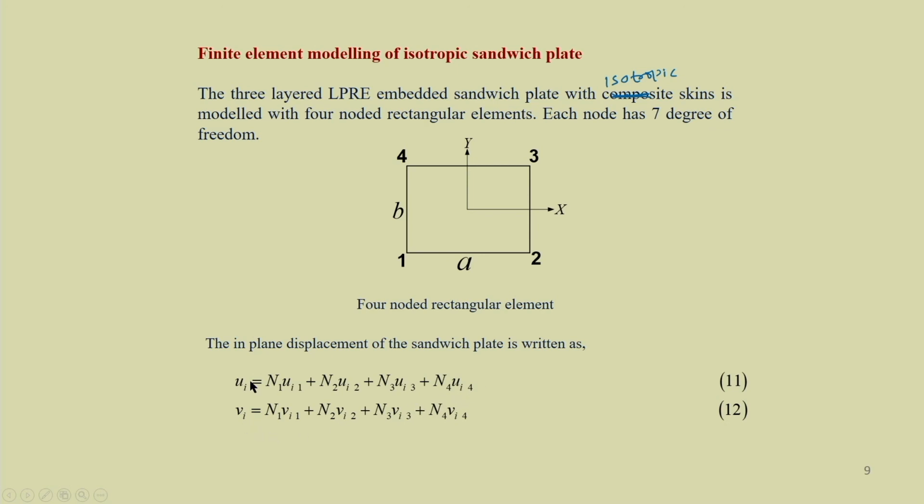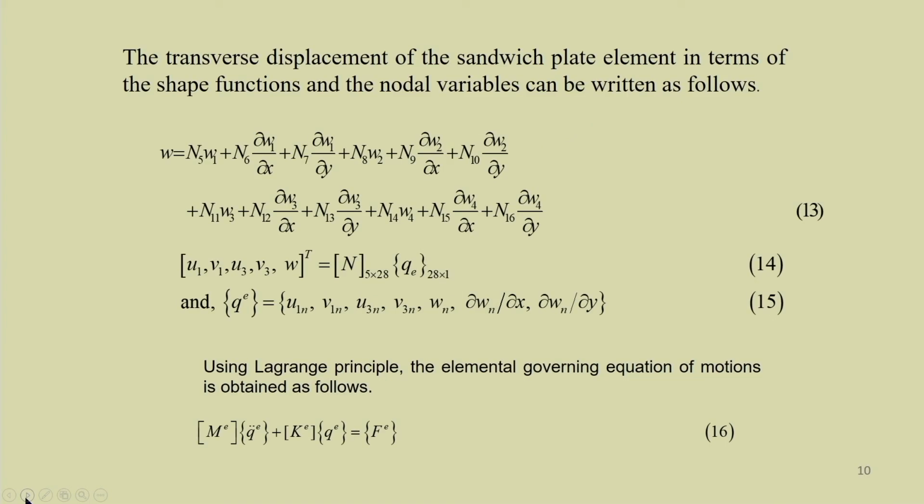Similarly, V can be written. So, u is the axial direction, V is in the transverse direction; u is in the x direction, V is in the y direction and W will be in the z direction. So, for the V direction also we have N1 V I1, similarly N2 V I2, N3 V I3 and N4 V I4. So, this way it can be written. W in the transverse direction can be written with N5. Up to N4 you have written there. So, now shape function with N5.